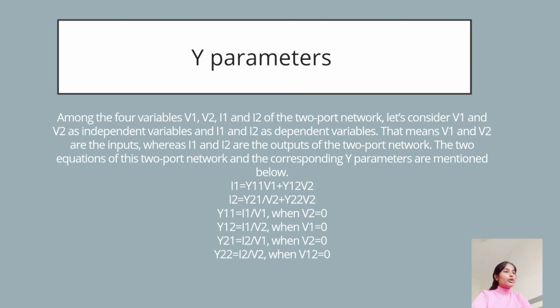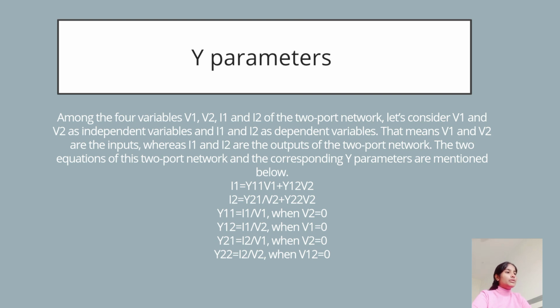Next, let's see about Y parameters. Among the four variables V1, V2, I1, I2 of the two-port network, let's consider V1 and V2 as independent variables and I1 and I2 as dependent variables. That means V1 and V2 are the inputs and I1 and I2 are the outputs of the two-port network. The two-port equations of the network and the corresponding Y parameters are mentioned below. I1 is equal to Y11 V1 plus Y12 V2. I2 is equal to Y21 V1 plus Y22 V2.